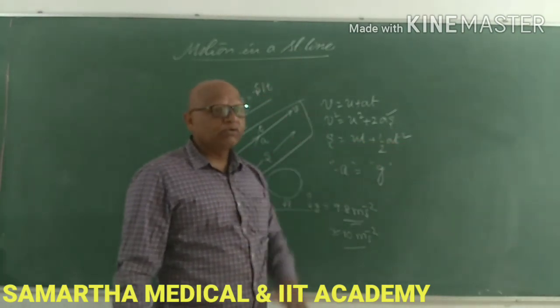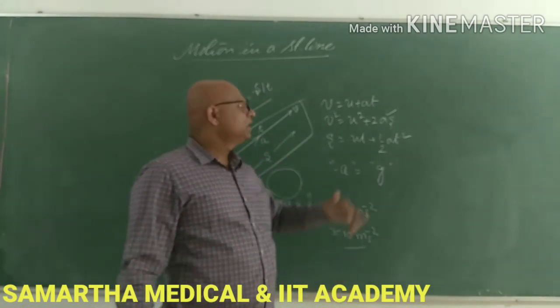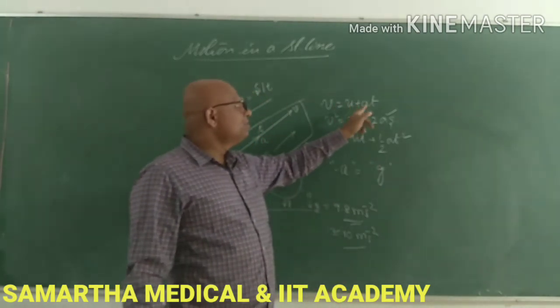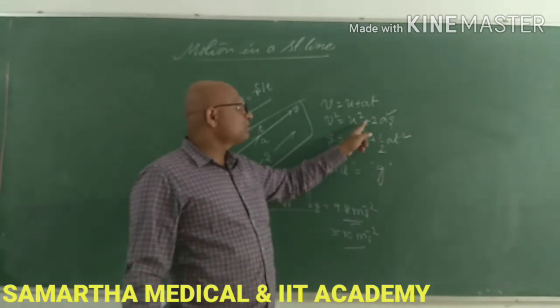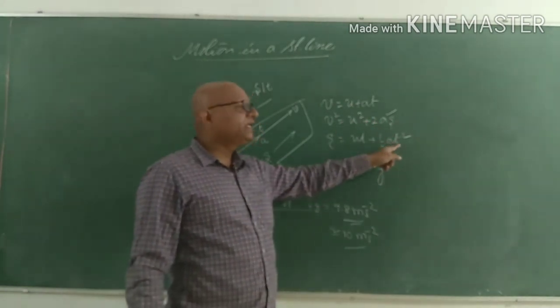body falling downwards. For the body rising upwards, we will have v is equal to u minus gt, v squared is equal to u squared minus 2gh, ut minus half gt squared.